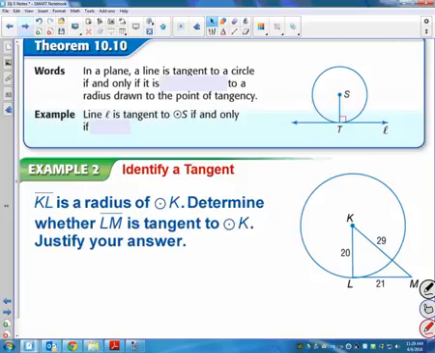So it says, in a plane, a line is tangent to a circle if and only if it's perpendicular to its radius. So that's a really easy way to prove that a line is tangent, because it's hard to just tell by looking, right? If it's perpendicular to the radius at that point of tangency, then that's how you know it's a tangent line. So the example here, line L is tangent to circle S if and only if line L is perpendicular to the radius ST.